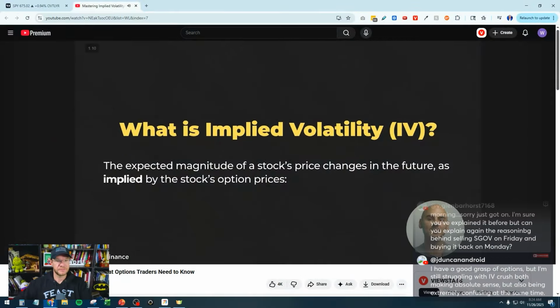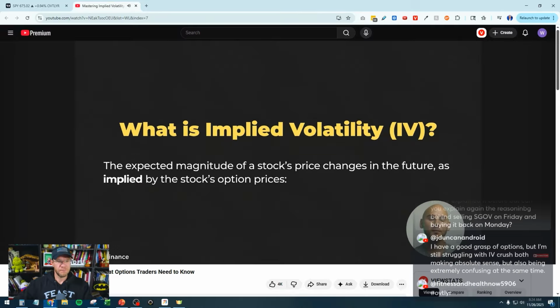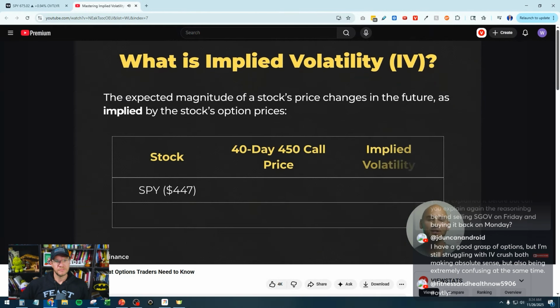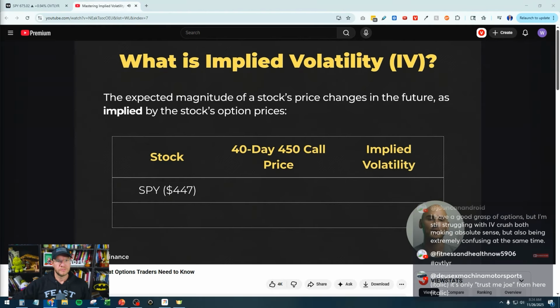So really, implied volatility is just looking at option prices on a particular stock, and from the option prices, the options are implying certain anticipated behavior of the stock price in the future. For example, if we look at SPY, which is the S&P 500 ETF, and we see that SPY has a current price of $447. If we look at a 40-day 450 strike call option on SPY, we can see that the price as of this recording was $8.